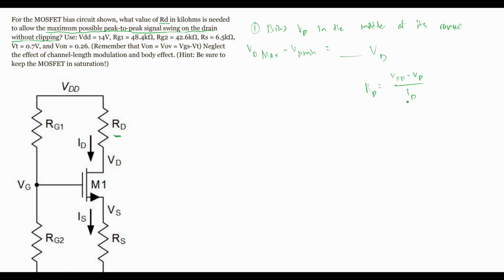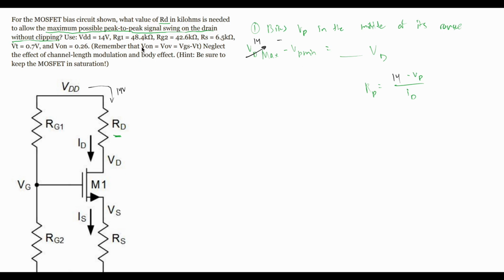Now, we know a couple of things. First off, we know our source voltage. That is VDD, so we can replace this right here as 14. And our VD max, well, the max voltage going in here can be 14 volts, right? So our VD max is just going to be 14. We have minus, but we don't know our VD min yet. We need to actually go and find this, and we can solve for it in a second.